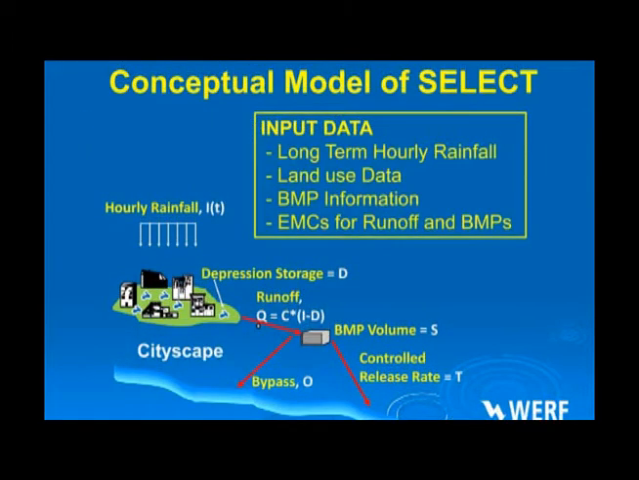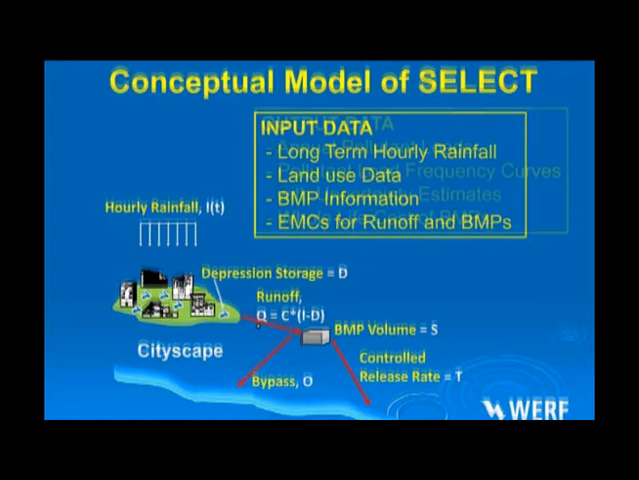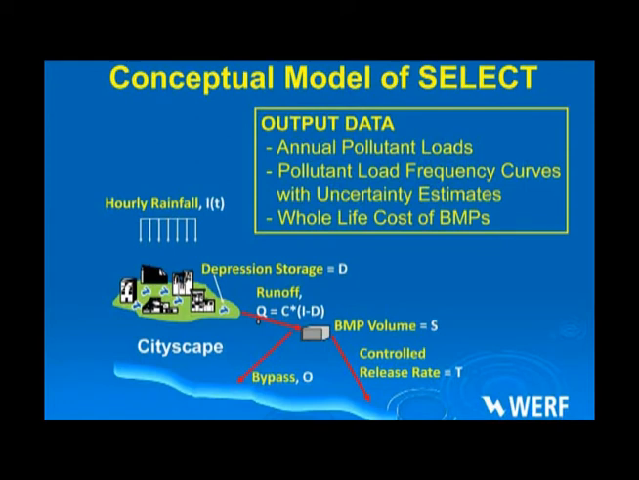Input data for SELECT includes a long-term hourly rainfall record, which can be downloaded from the National Climatologic Center database, land use data, BMP information, and event mean concentrations for runoff and BMP effluents. Output data comprises annual pollutant loads discharged to the receiving water, pollutant load frequency curves with uncertainty estimates, and an estimate of the whole life cost of the BMPs applied in the watershed.